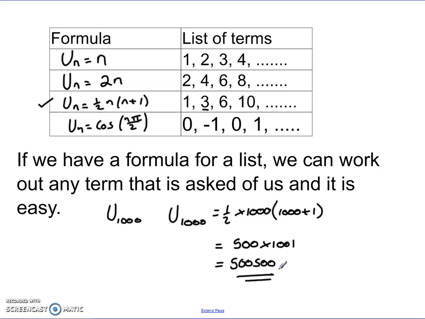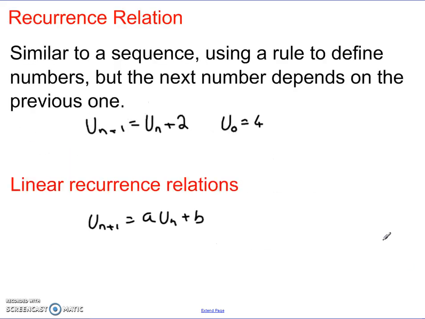But what if we wanted to link the numbers to each other? That's when we have to introduce another important concept we're going to focus on here. That's when we introduce the concept of a recurrence relation. Now it is very similar to a sequence. It uses a rule, but the next number depends on the previous number.